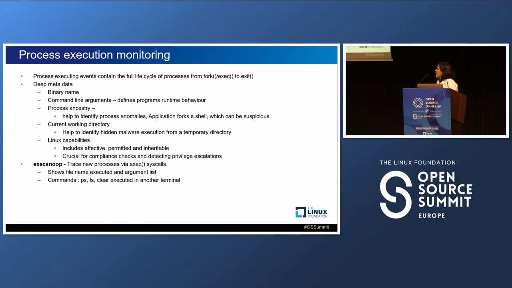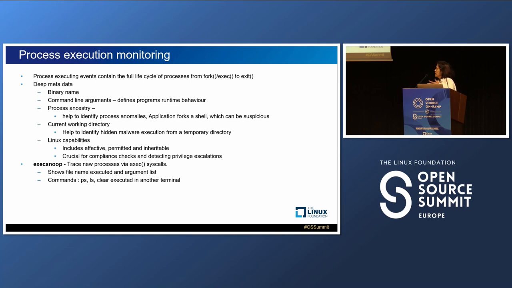Like process execution events can give you the full life cycle of the process, from the start, that is forking or execing, till the exit, that is exiting the process through the exit system call. And the information that can be collected, or the metadata, is the binary name and the command line parameters that define the runtime behavior of the programs, what parameters were passed to it. And then the other information on the process execution is the process ancestry, which would help to identify any process anomalies, like in case a malware has to be executed from the shell.